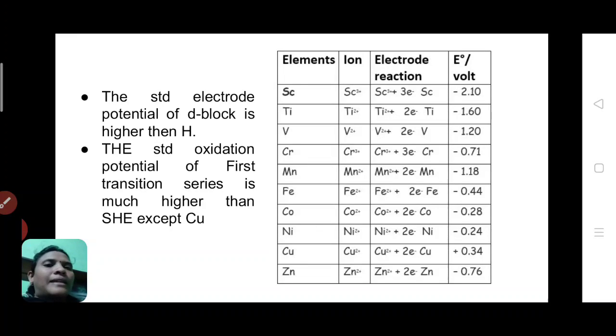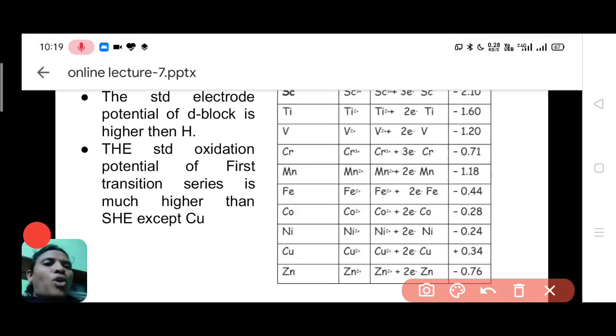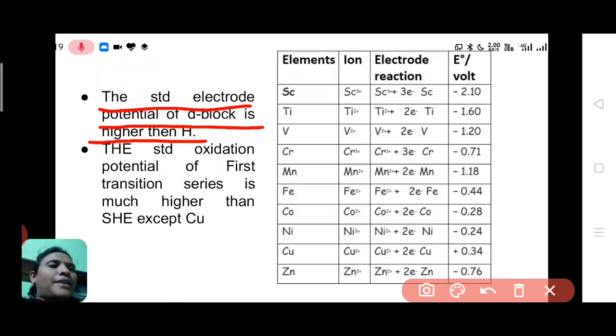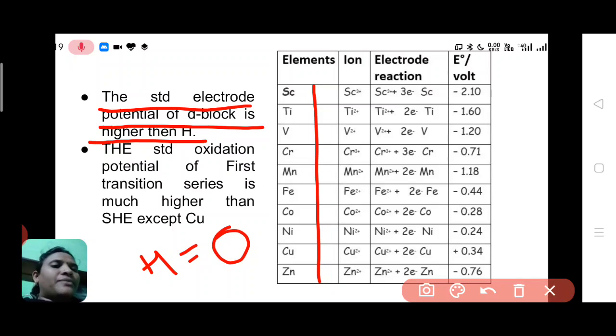Now the standard electrode potential of d block elements is higher than hydrogen. See, the standard electrode potential of d block is higher than hydrogen. Hydrogen has the standard electrode potential of 0. So all these d block elements, that is the first transition series, have electrode potentials of minus 2.0, 1.60, 1.20, all in minus sign. So consider these in plus sign.